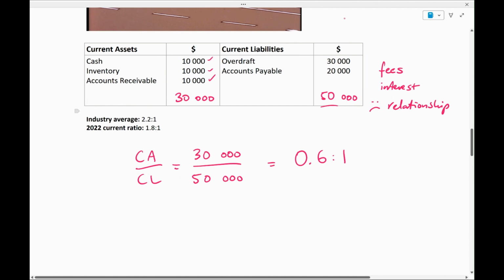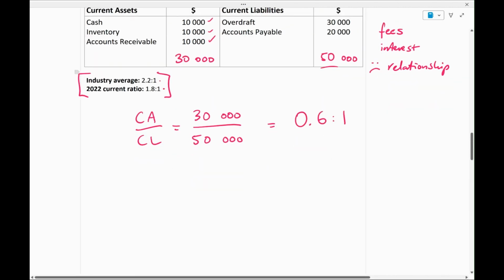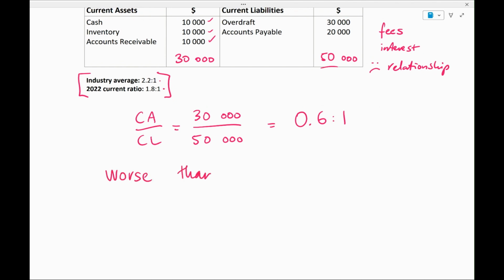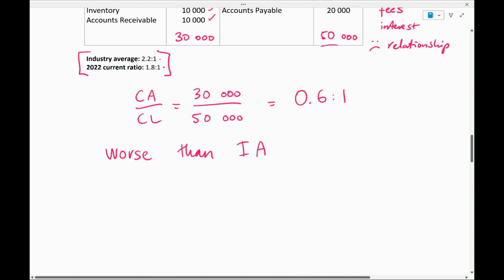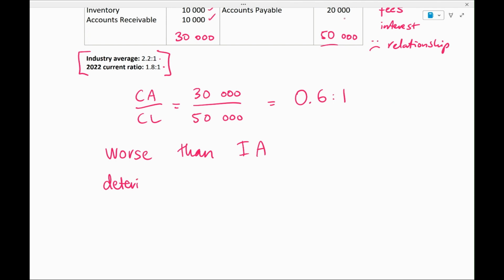We have also got some extra data here for this business. Looking at the industry average of other similar businesses is 2.2 to 1, and their previous year in 2022 was 1.8 to 1. So we can say compared to the industry average, they are worse than their competitors in the industry. So they're at a disadvantage. Their competitors have got more liquidity sitting around that they can take advantage of. It has also deteriorated or is worse than their historical performance or their historical average as well.